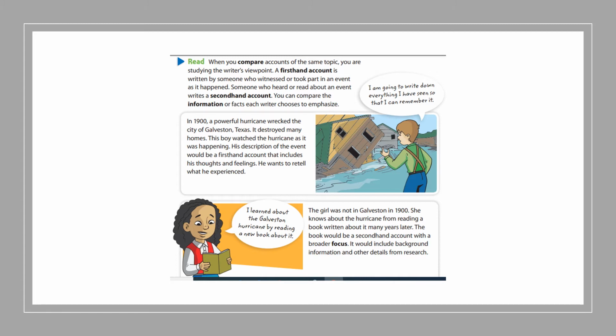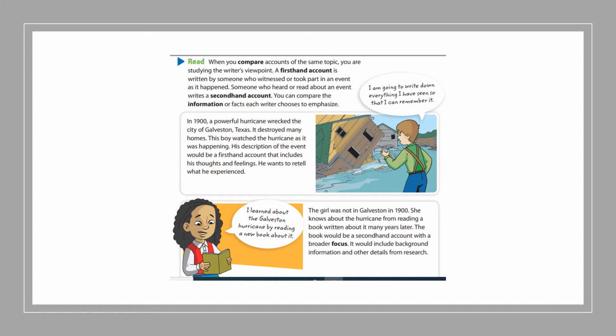In 1900, a powerful hurricane wrecked the city of Galveston, Texas. It destroyed many homes. This boy watched the hurricane as it was happening. His description of the event would be a first-hand account that includes his thoughts and feelings. He wants to retell what he experienced. That's very important, boys and girls. They want you to know that first-hand accounts always share thoughts and feelings. His speech bubble even says, "I'm going to write down everything I have seen so that I can remember it." This is telling us that the person has to be there for it to be a first-hand account.